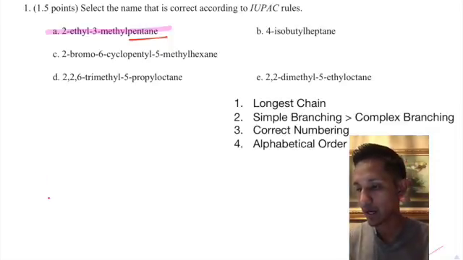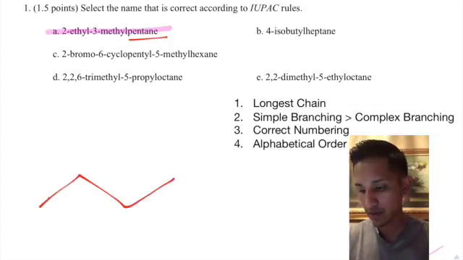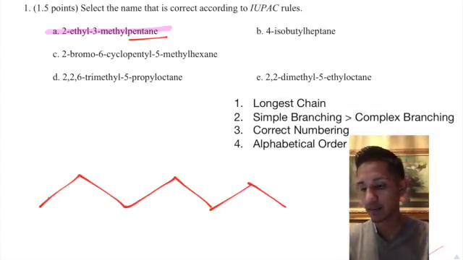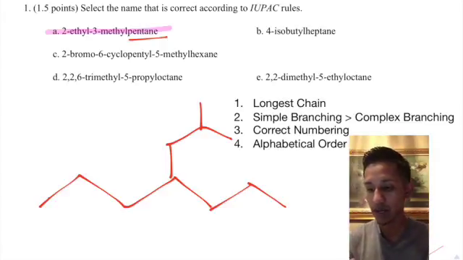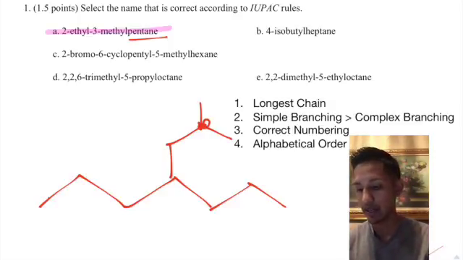B is 4-isobutylheptane, so we're going to draw our heptane first. 6, 7. So we've got heptane and then 4-isobutyl. So 2, 3, and it's iso. Because it's more isolated, we're going to draw the methyl group on this carbon farther away from the base. If we had drawn it here, that would have been sec-butyl, but just remember that iso is farther away. It's isolated away from the base.